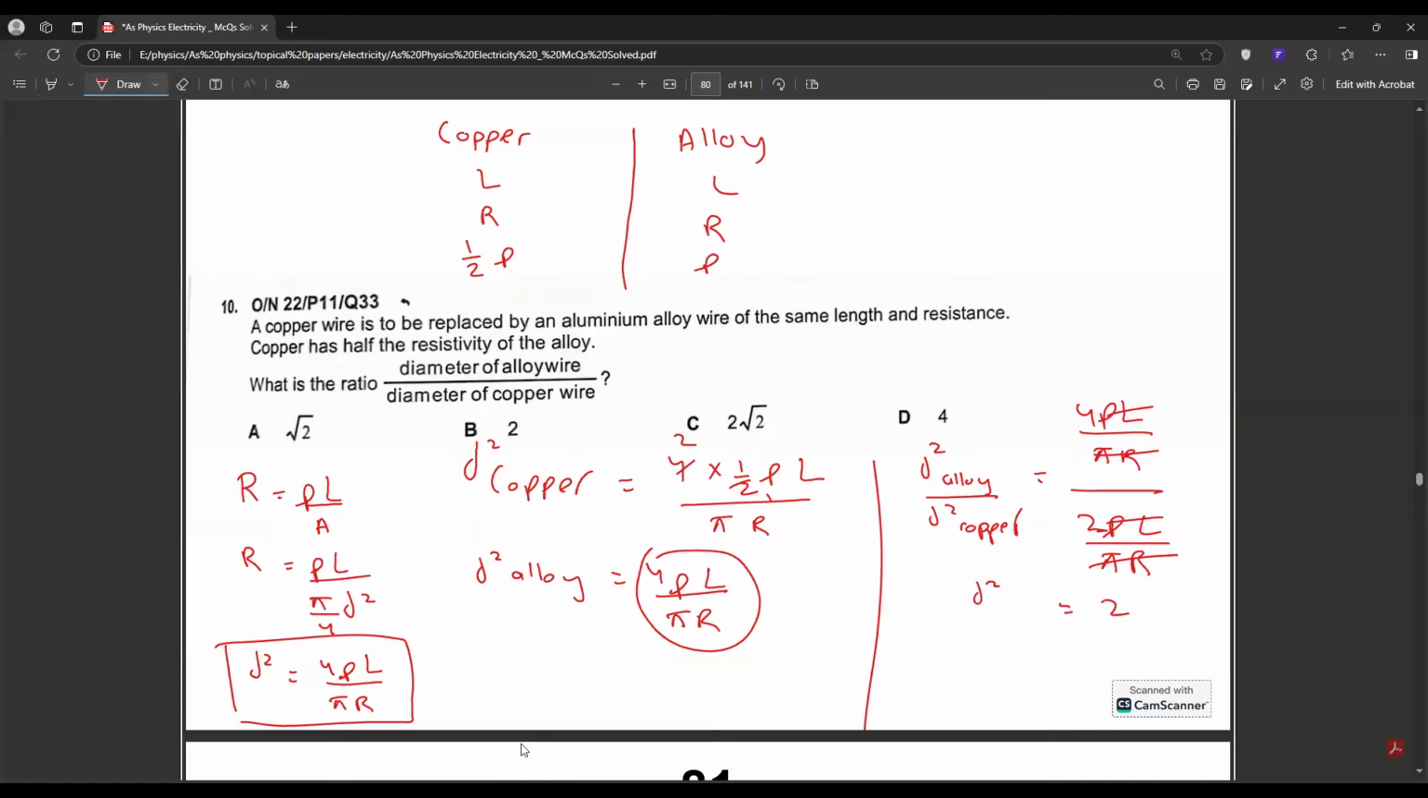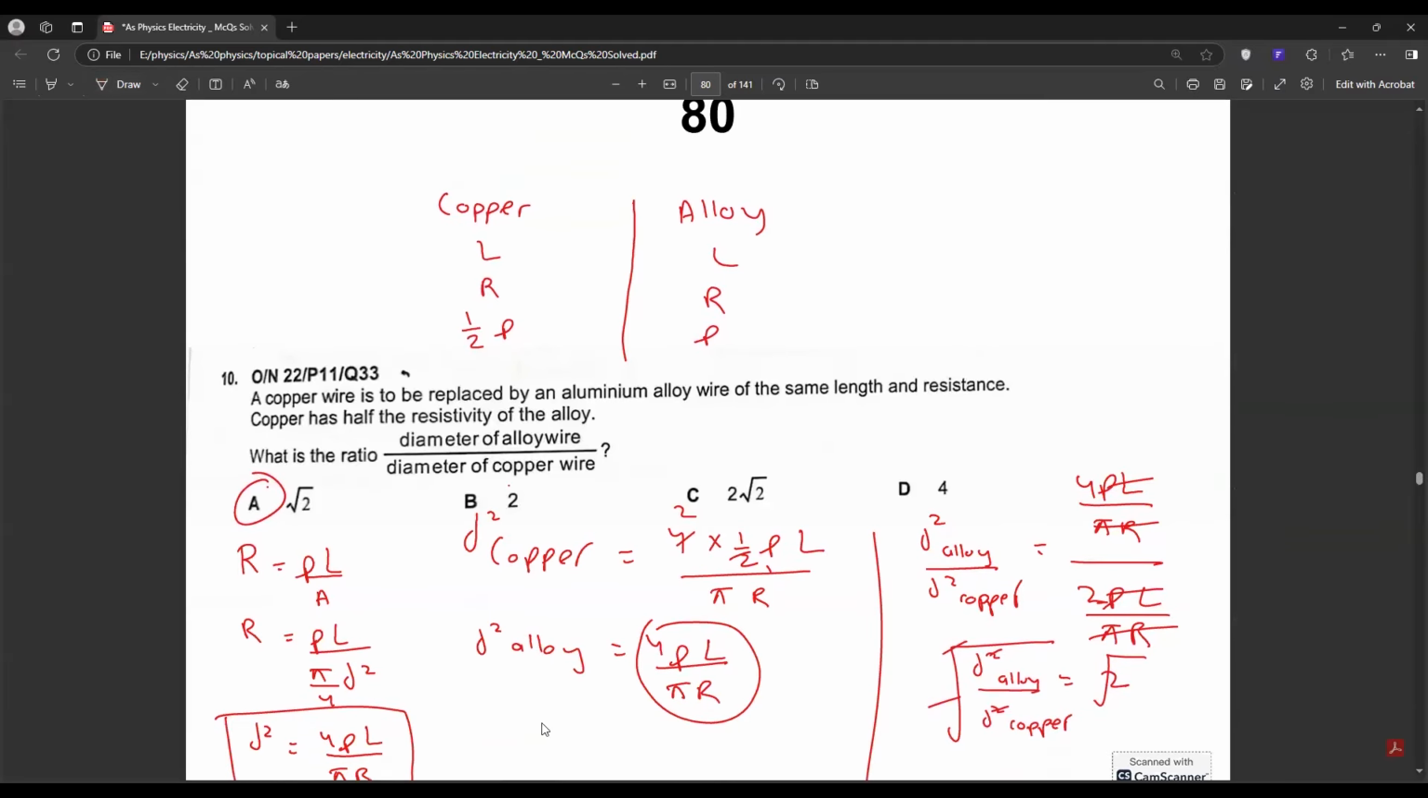But this is the square ratio. This is the diameter square of alloy divided by the diameter square of copper. You have to calculate only the ratio of the diameters, not the ratio of the squares. So you will take a square root here. Simple. These will get cancelled out. Your answer comes out to be root 2. Let me check the answer. The answer to 80 is, one second. It is A. Yeah, that's correct. This marks the end of past papers for electricity. If you have any questions, you may ask in the comments below.